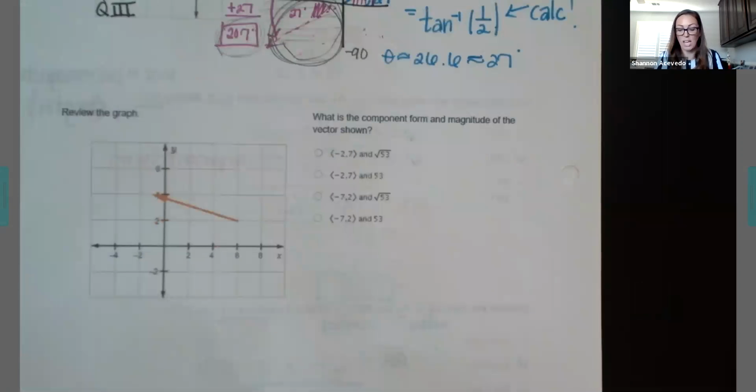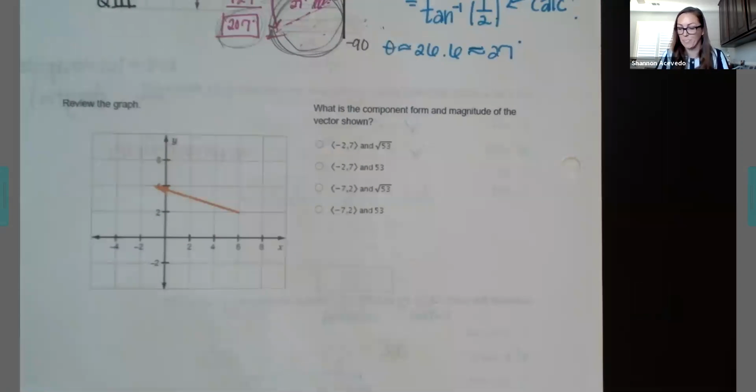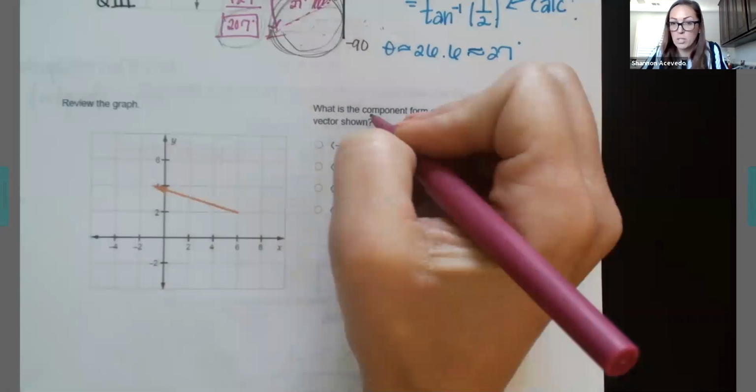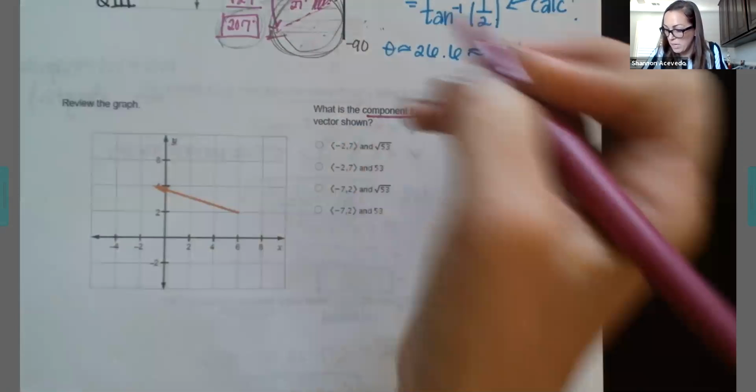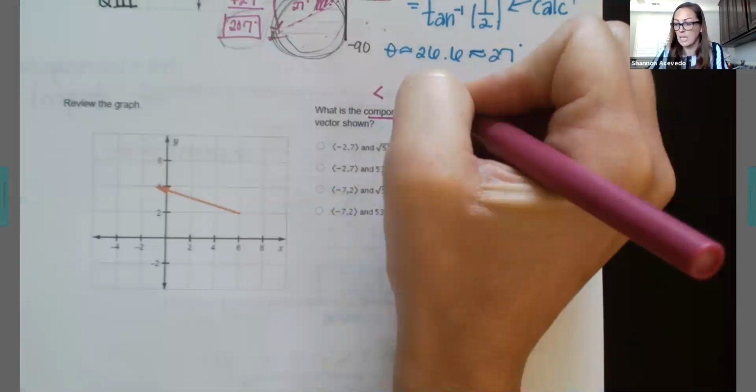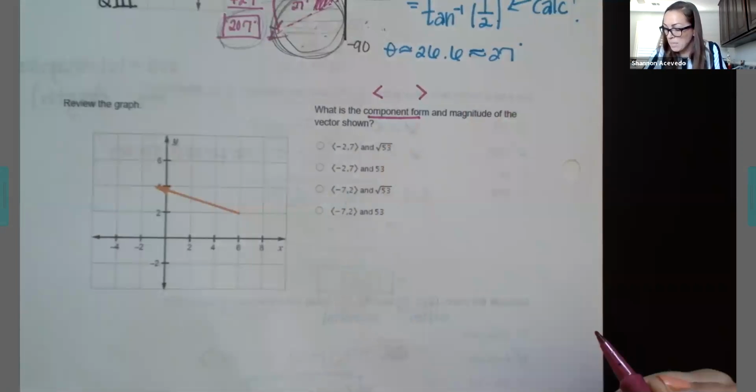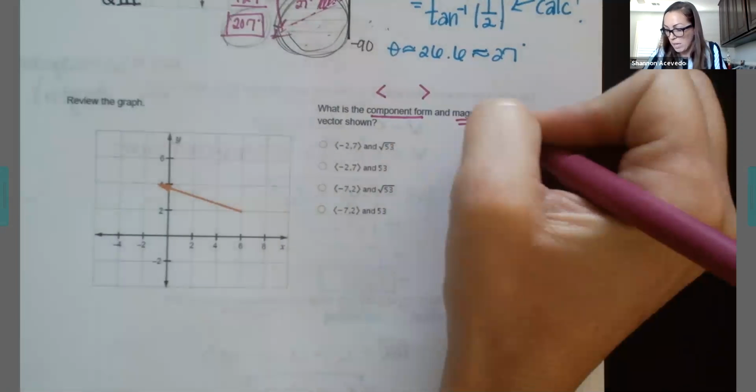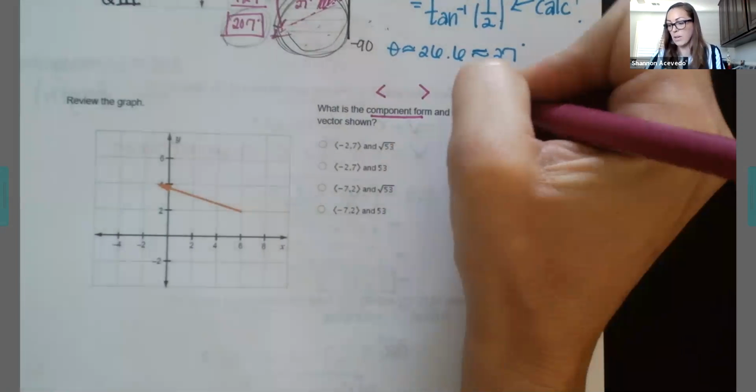All right, and our last one for today. Two pieces. What is the component form? So again, component form is when we're putting it into the little brackets like that. And what is the magnitude? Magnitude, what is the length of the vector?